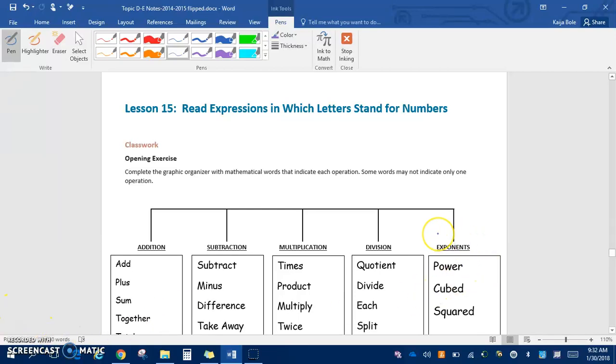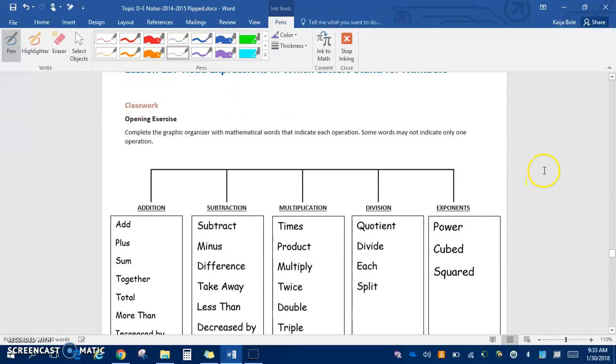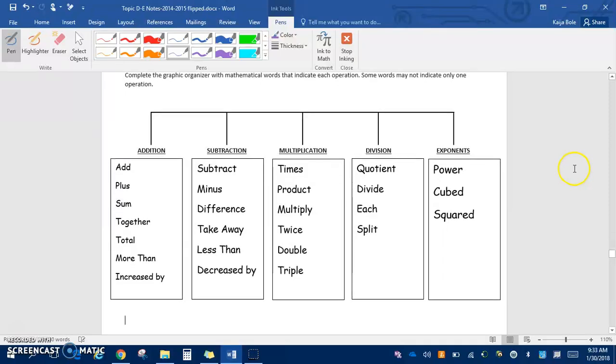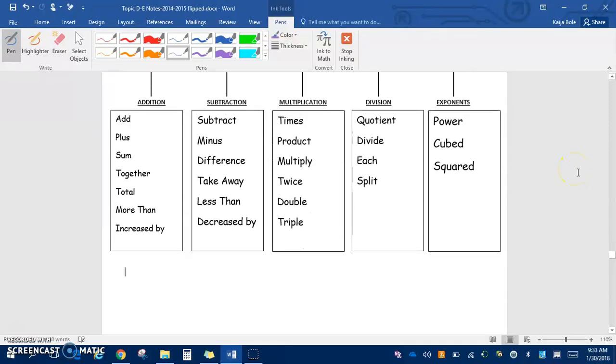Alright, so here we are on lesson 15, reading expressions in which letters stand for numbers. If you look at the top of the first page of your notes on page 24, you have a blank graphic organizer, but on my screen I have words filled in. The first thing I want you to do is pause the video and write all of these words down under addition, subtraction, multiplication, division, exponents, and then I'm going to add in here for parentheses.